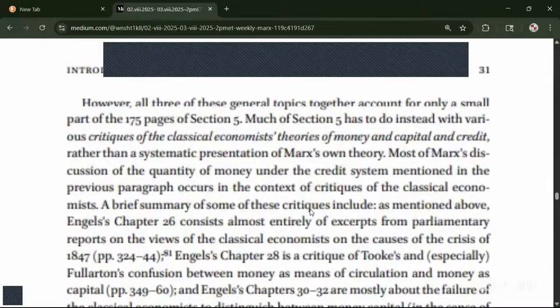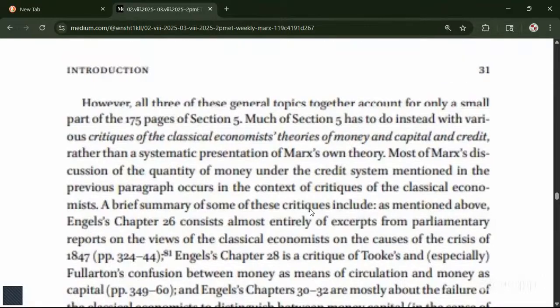However, all three of these general topics together account for only a small part of the 175 pages of Section 5. Much of Section 5 has to do with various critiques of the classical economists' theories of money and capital and credit, rather than a systematic presentation of Marx's own theory. Most of Marx's discussion of the quantity of money under the credit system mentioned in the previous paragraph occurs in the context of critiques of the classical economists. This is why, we might look at Anwar Sheikh, for example.